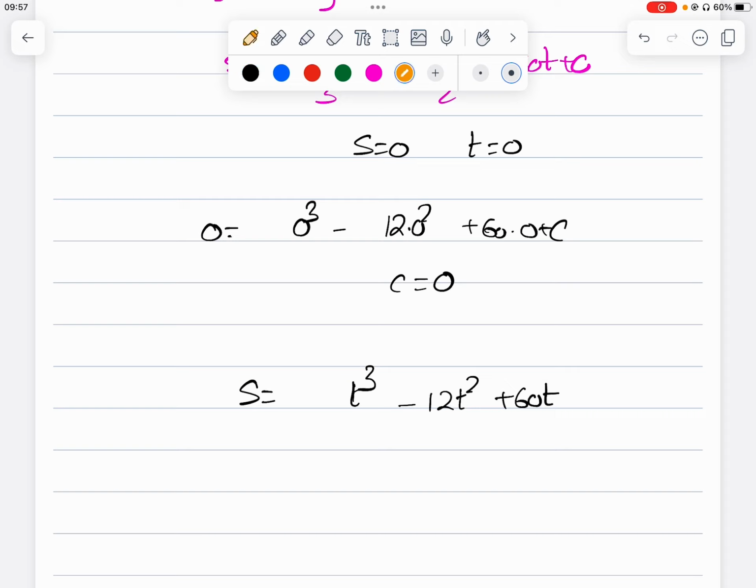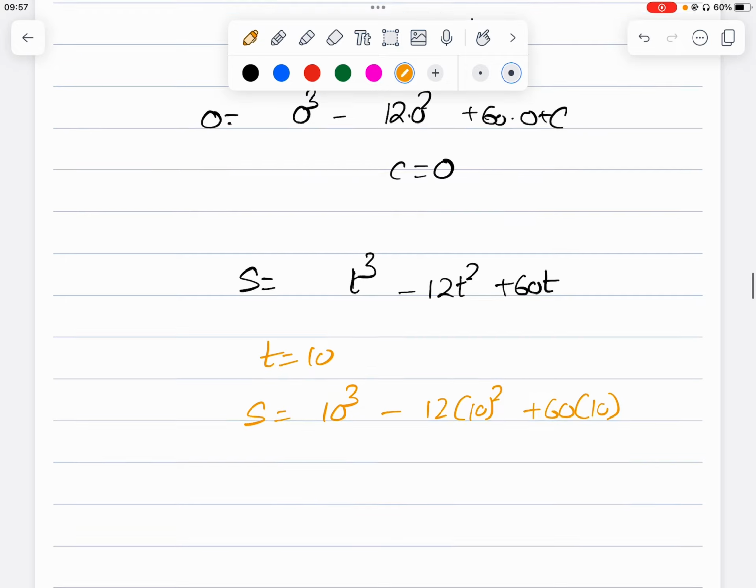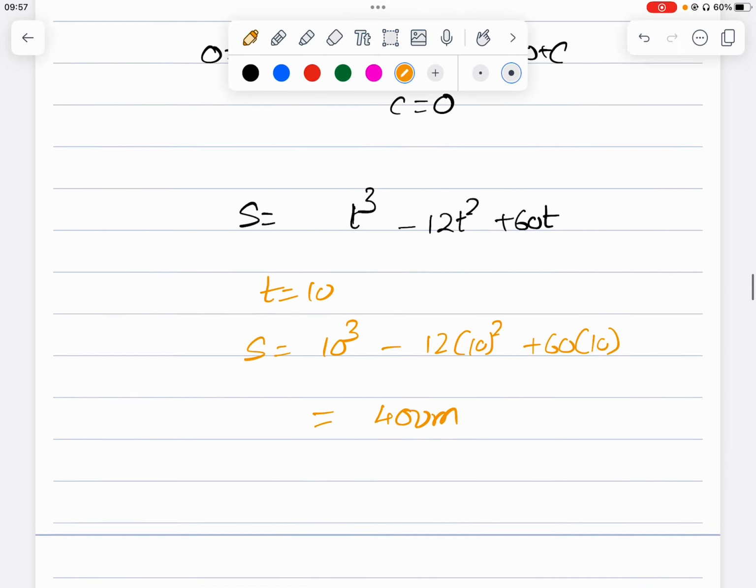Now I want it at t equals 10. So plug in 10: 10 cube minus 12 times 10 square plus 60 times 10. Simplify that, you should be able to get 400 meters.